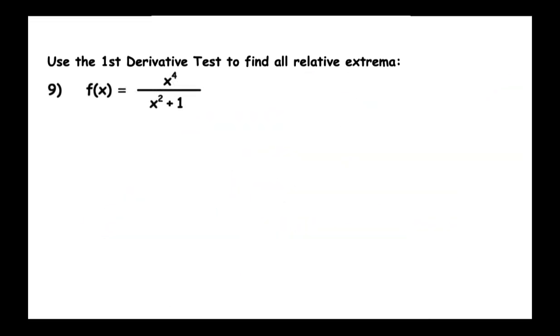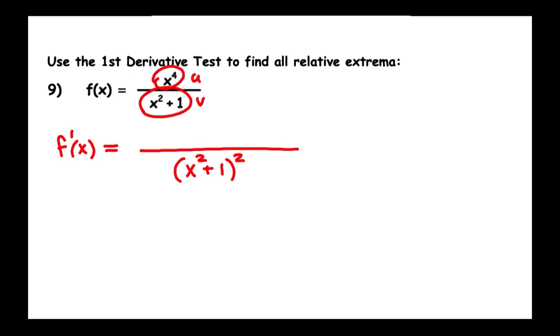Okay, more of the same fun. But this time we're going to have to deal with the quotient rule, as you can see. Again, more practice with chapter 2, the chapter that lives on forever. This will be the u. The x squared plus 1 will be the v. We'll need u prime v minus uv prime over v squared. I've already got my v squared written.